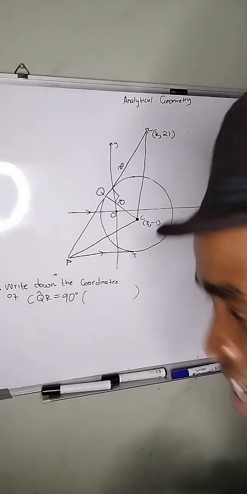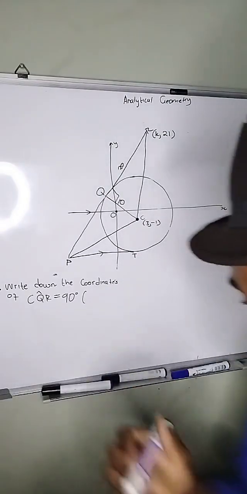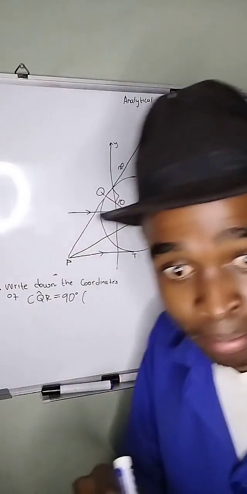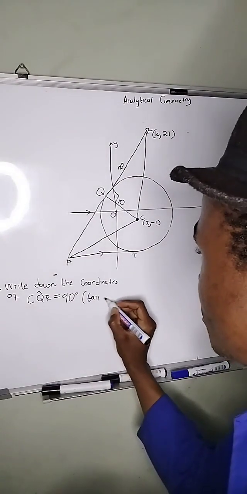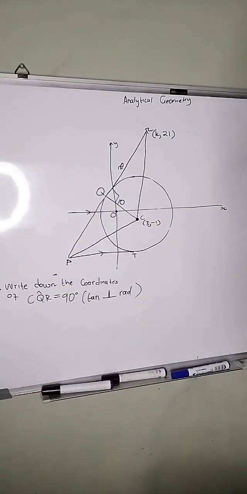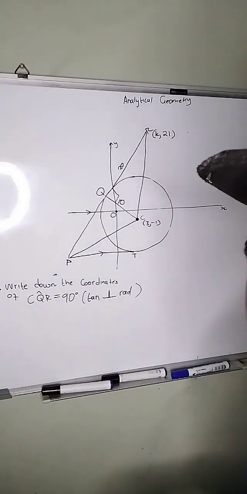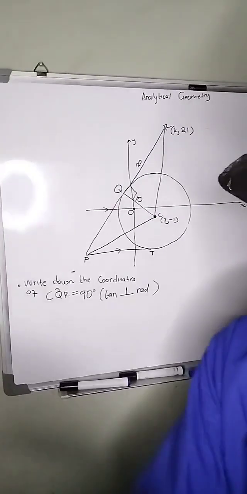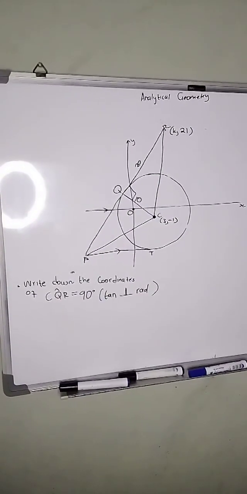Yes, it's tan. Hey guys, don't say tan radius theorem. Just say tan perpendicular to radius, because you are lazy. Write it like that. This is for lazy people. Tan perpendicular to radius. So now let's see. Calculate the length of RC. How are we going to get the length of RC?